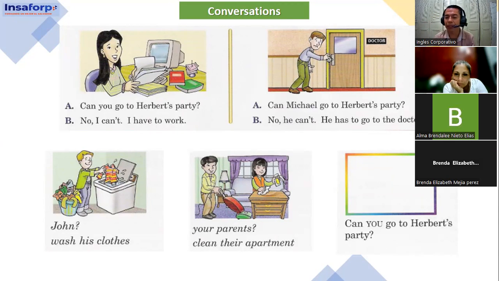¿Quién quiere responderle a Delia? Okay. ¿No hay ningún valiente? Me, teacher. Okay, thank you, Elsa, for the salvation of the class. Okay, now, Delia, you make the question, and Elsa may answer personally. Okay, good. Okay, Elsa, can you go to Herbert's party?